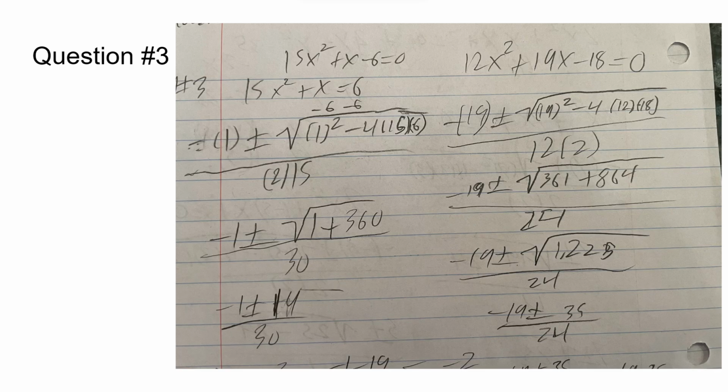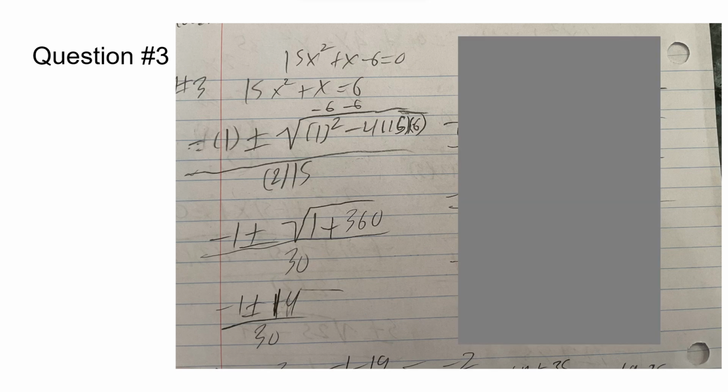All right, so now we're going to do question number 3. For question number 3, we're going to find the sums of the square roots of 2 different equations, and then add them into a fraction, then add them again to find the final answer. So the first of the 2 equations we need to solve is 15x squared plus x equals 6, and subtracting 6 from both sides gives us 15x squared plus x minus 6 equals 0.